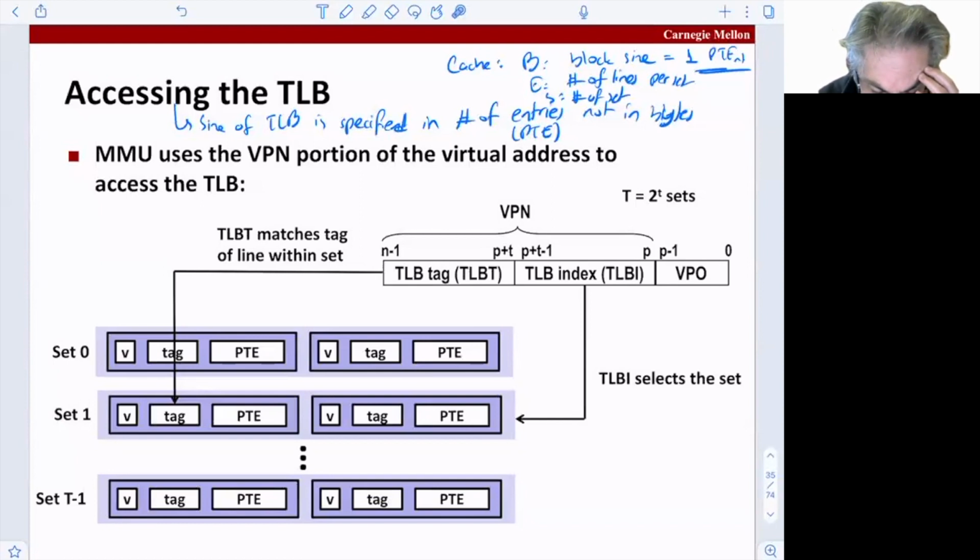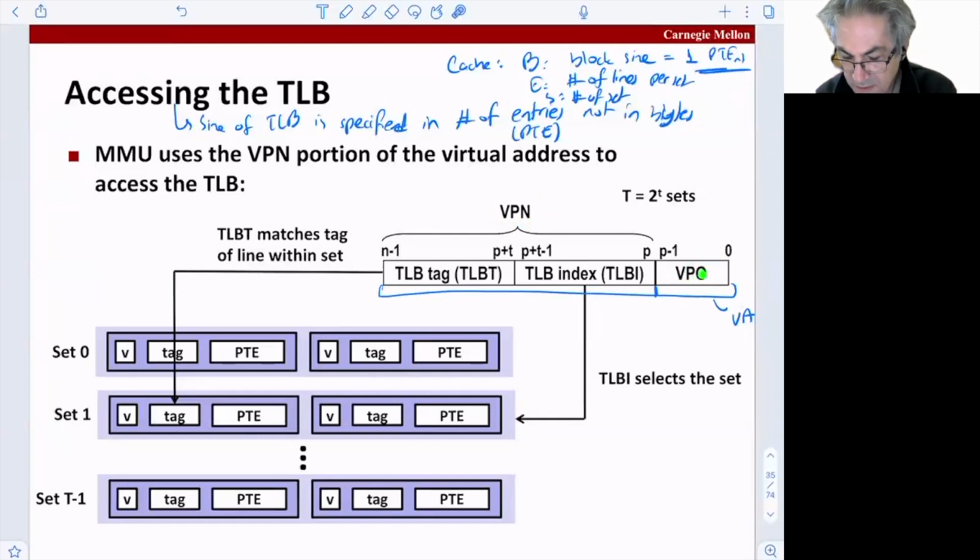So let's say that in this case, the MMU uses the VPN portion of the virtual address to access the TLB. We are not using the full address, we're just using the VPN. This is the virtual address, and we split this into two: the virtual page offset and the VPN. We don't use the offset part in accessing our TLB. The rest here, the VPN, I will be using to access my TLB.